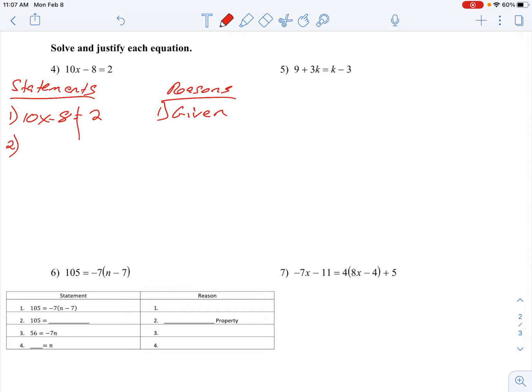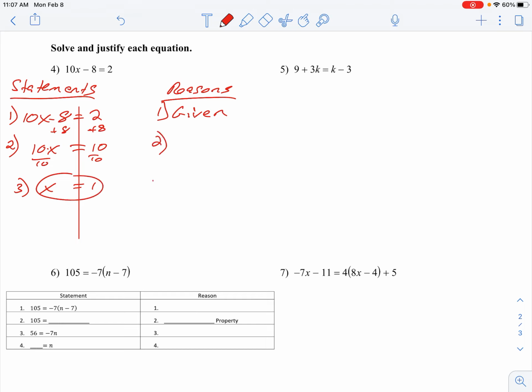If it is helpful for you, I like to draw that line down the middle to separate my left from the right. It's 10 times x minus 8. As you read that out, I like to get rid of the minus first, so I'm going to add 8 to both sides, and get 2 plus 8, which is 10. And it's 10 times x, so divide by 10 on both sides. And 10 divided by 10 is 1.